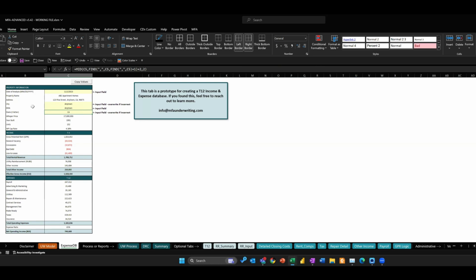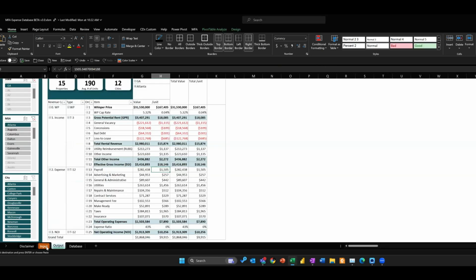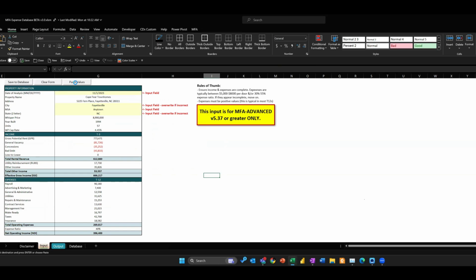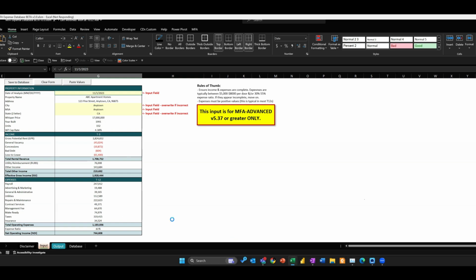But let's say you're good with that. You just copy values. You just click that button, go into the expense database, and there's an input tab. And then just click the button that says paste values. So just paste in all the values from that tab. And then I click save to database. And what this does is, I call it a database, it's really a table in this Excel worksheet, and it's just writing all these values into that table in a format that we can analyze using the output tab, which is a pivot table.